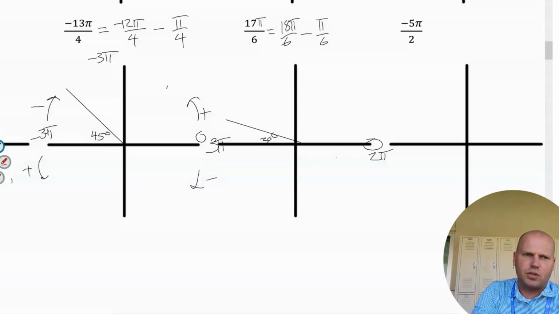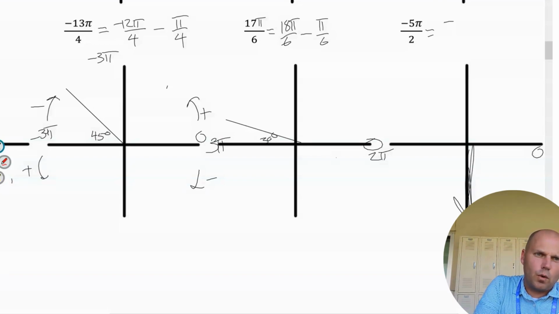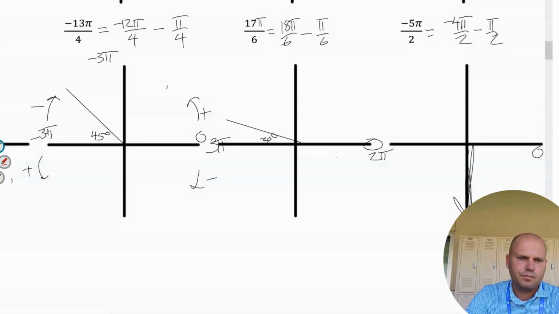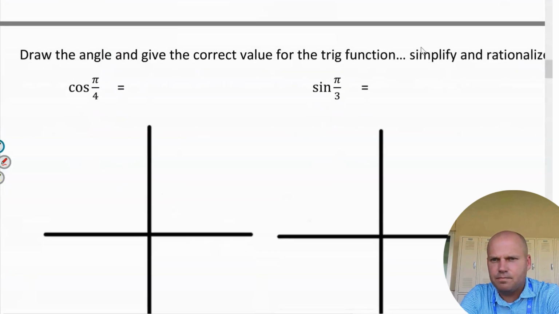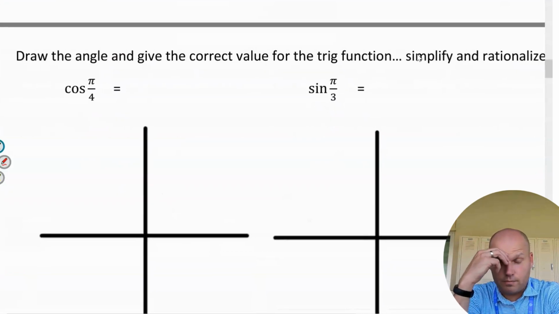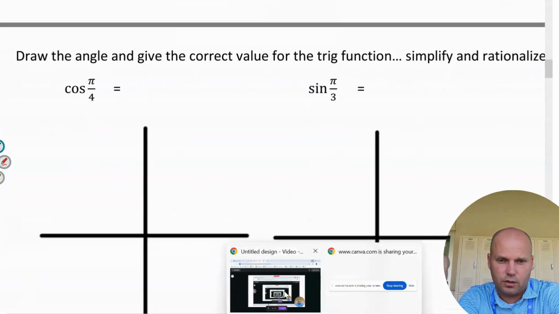Negative 5 pi over 2, I'll start at 0. You can either go negative 1, 2, 3, 4, 5 pi over 2. Or you can go to negative 4 pi over 2, which is negative 2 pi, and then subtract another pi over 2 to get negative 5 pi over 2. 90 degrees. And that's it. Okay, so that's step 1. Let me just cool off a little bit and we'll start doing the other parts.